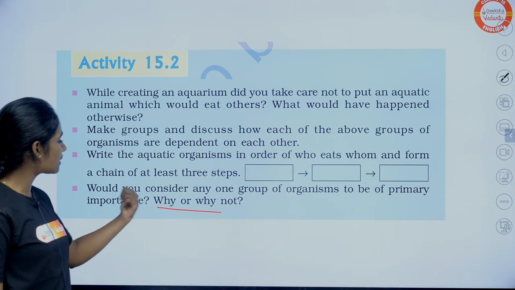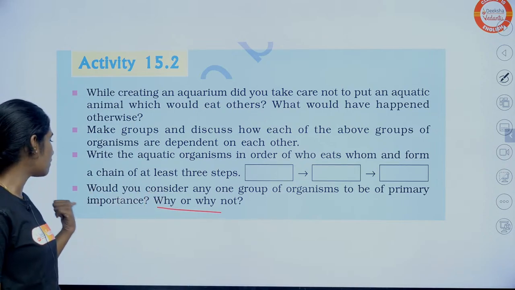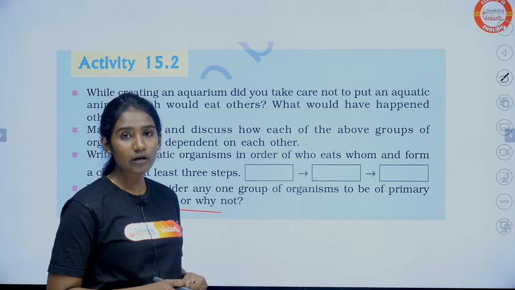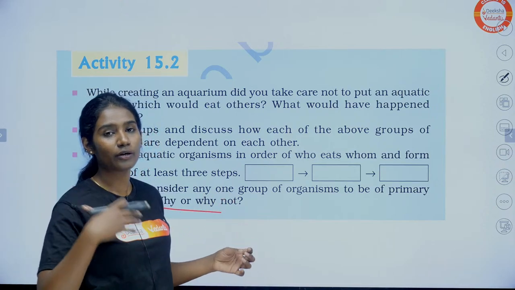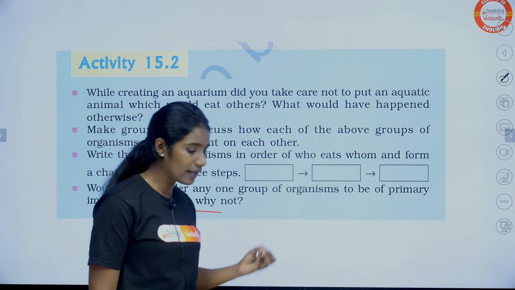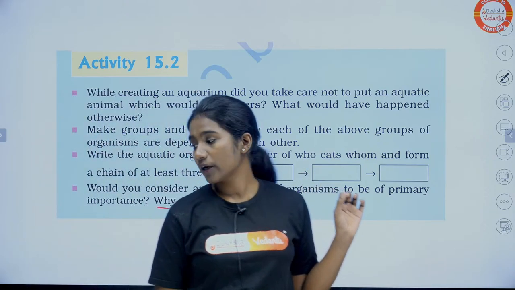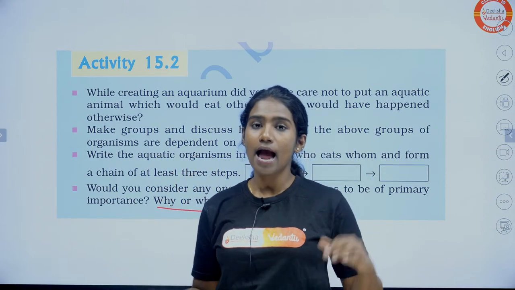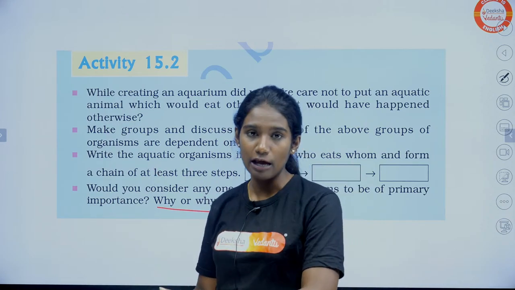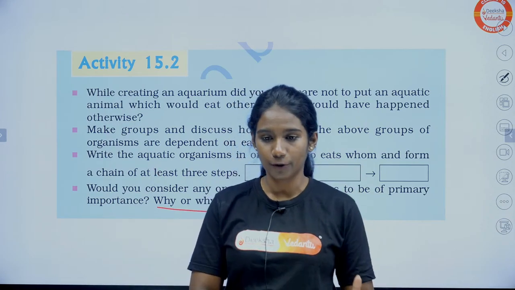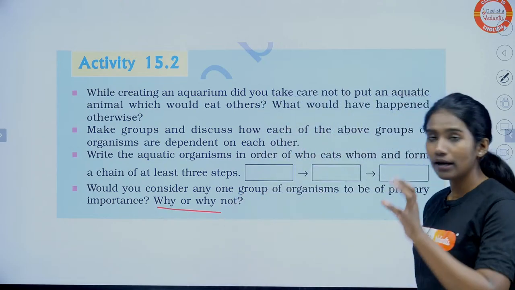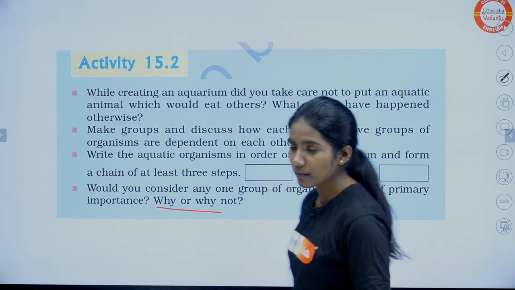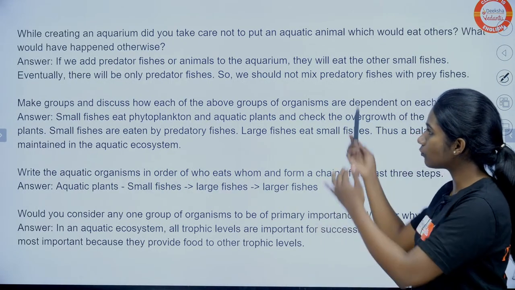And then it is also asking, would you consider any one group of organism to be of primary importance and why? Yes, because we consider producer. We give more importance to producer. Why? Producer is the only life form on earth which is capable of capturing the solar energy and making that solar energy available to the other life form. And it is the main producer of food, right? That's why we always give more importance to producers. That is primary. Okay? That's what is being explained.